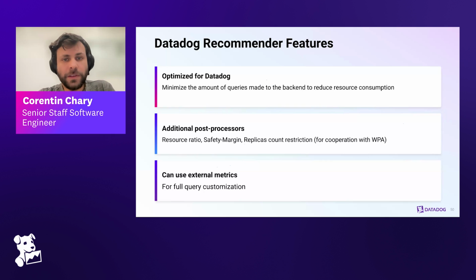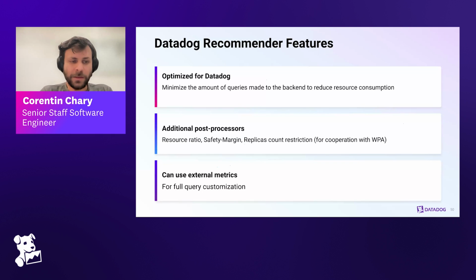So what are the other Datadog recommender features? It's optimized for Datadog, so it's going to use the API efficiently to reduce the number of queries that we make to the backend, in order to make sure that we don't rate limit ourselves. It also has additional post-processors, which are like bits of code that are run just after you fetch the metrics. For example, you can have a resource ratio where you define the number of gigabytes of memory you want per CPU, a safety margin, replica count restrictions for cooperation with WPA. We're going to look at that a bit further.